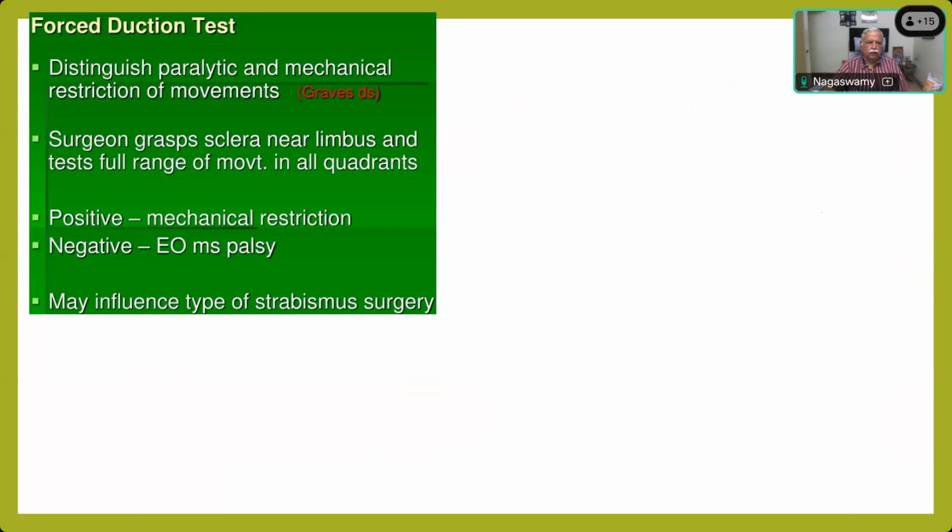The forced duction test distinguishes paralytic from mechanical restriction. Like in Graves' disease, patients who have a very bulging eye disease may sometimes require muscle resection, so that may cause restriction. The surgeon grasps the sclera near the limbus and tests the full range of movement in all quadrants. If it is positive, it is mechanical obstruction. If it is negative, it is muscle paralysis.